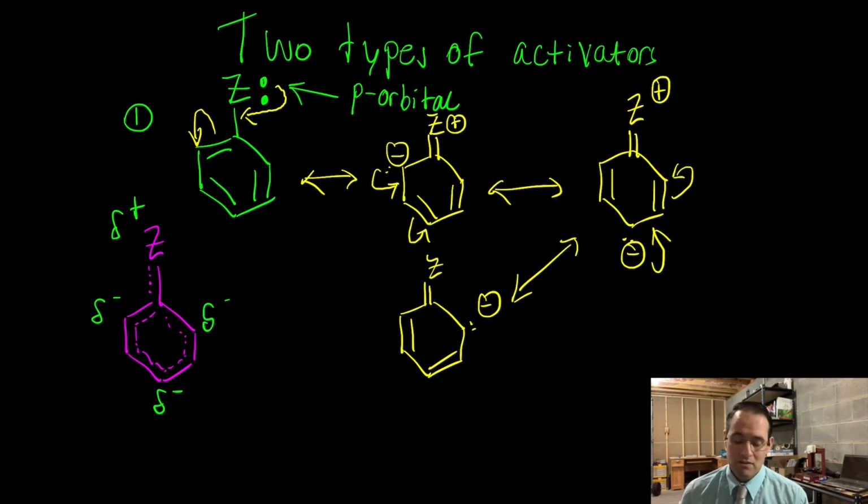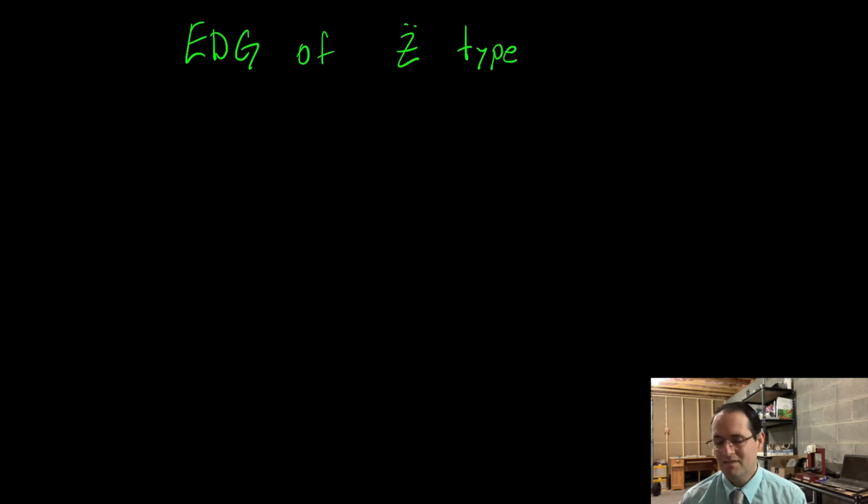Okay? Types of pi bonding electron donating groups. Okay, I'll just write Z type here instead of write pi bonding or pi donating. You've got phenols, okay?